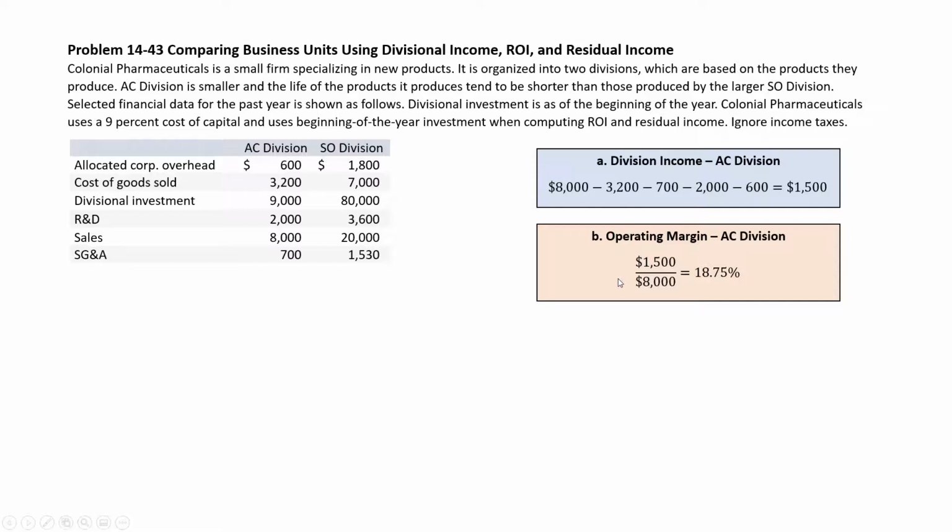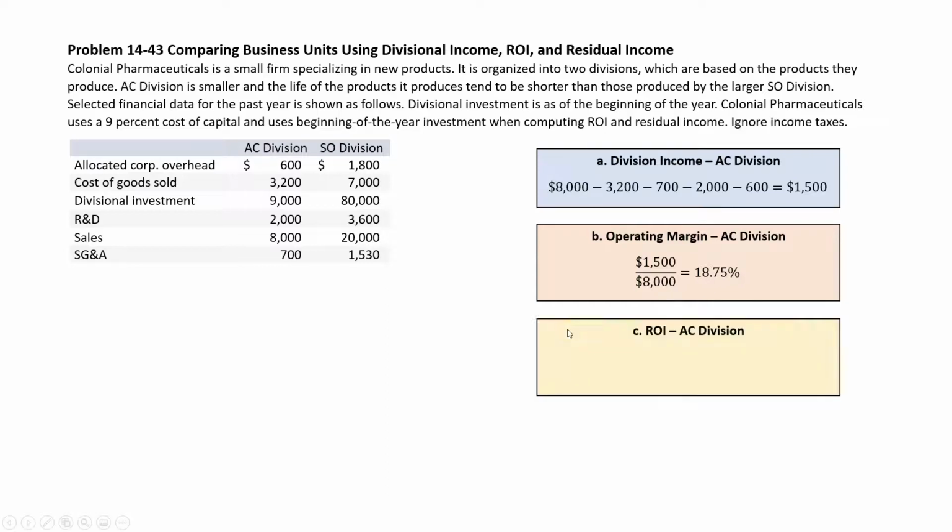Here it's 18.75. Now, I'd have to know either historically what it's been for AC division or what SO division is to compare that and understand is this good or bad. I'm only in this video going to do AC division. I'm going to allow you to do SO on your own and make that comparison.